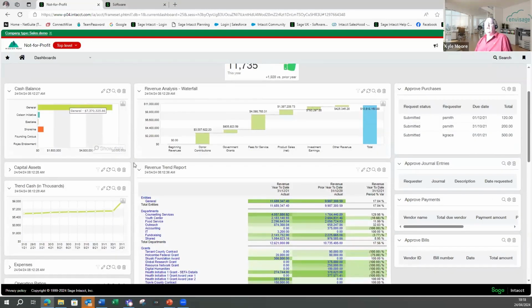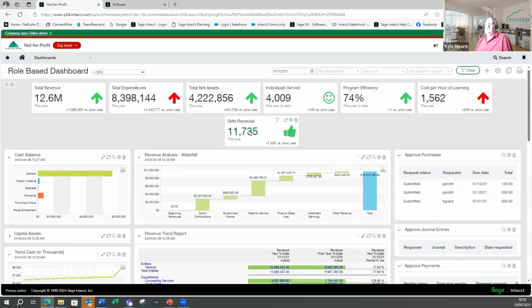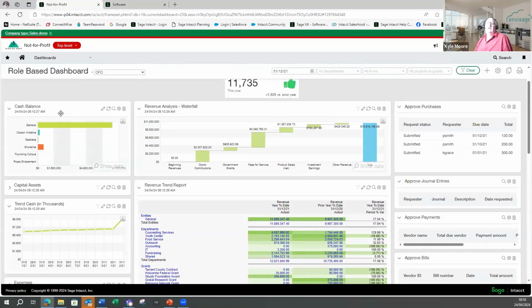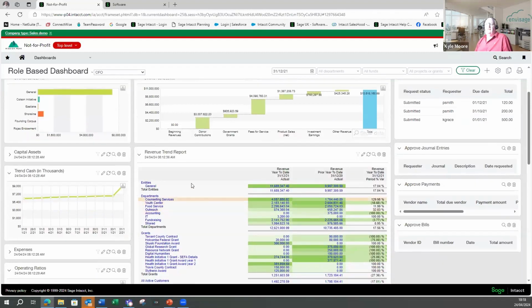We can look and see here, there's a gift received. And then down in the dashboard here, we can see that we have graphs. We can see cash trends as some of the graphs that we have here. We can see revenue trend reports, and we can also see some things that we need to do, like approvals, etc. on the system.